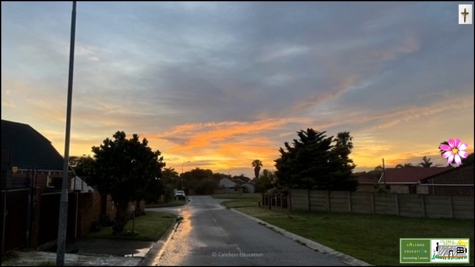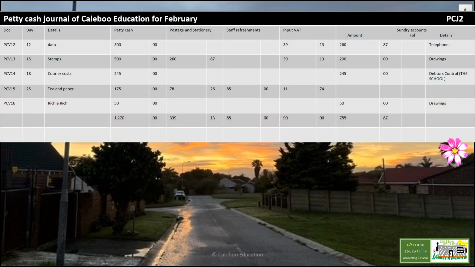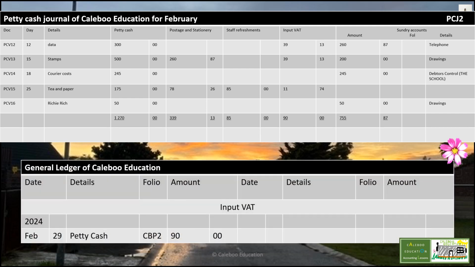I'm actually doing the balance sheet accounts first. Sunrise. We're doing an all-nighter here. The sun is rising on Derbyshire Drive. And we're busy still with the petty cash journal, posting the information to the general ledger accounts. We've done drawings and debtors control, and the next account we're going to do is input VAT.